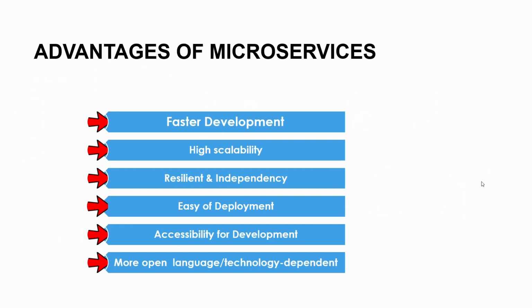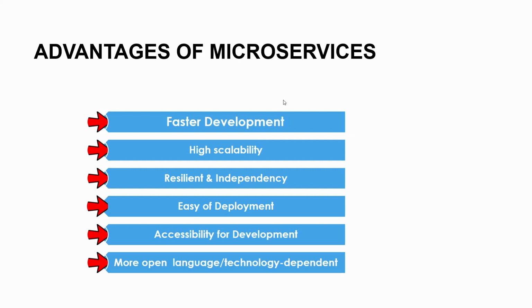Below are some critical points that you are able to see on your screen right now. First is faster development. That is obvious, since multiple teams are working on different modules in parallel which are independent of each other. So it will decrease the chance of errors, or any functionality breaking in your application.